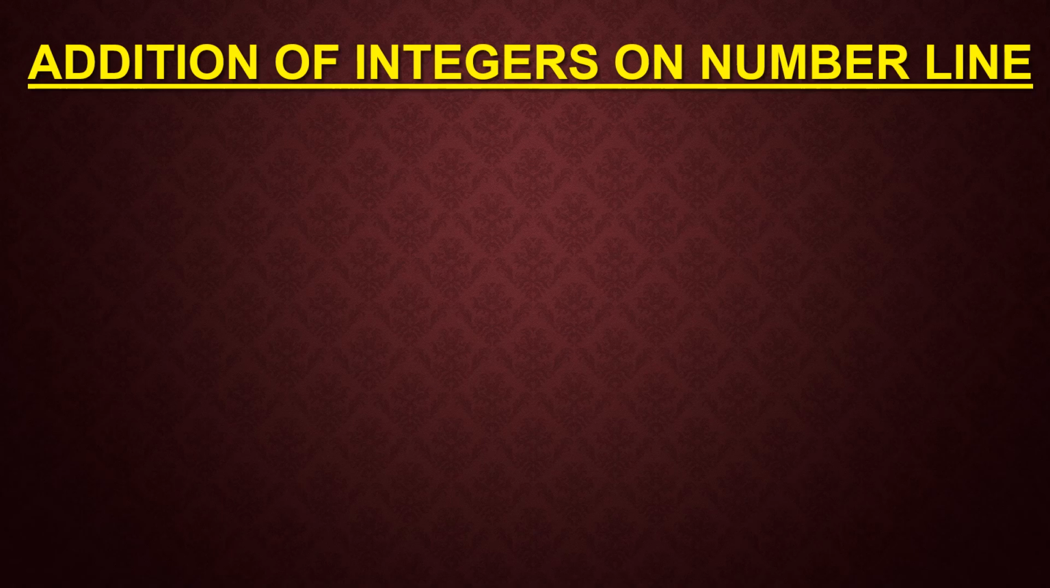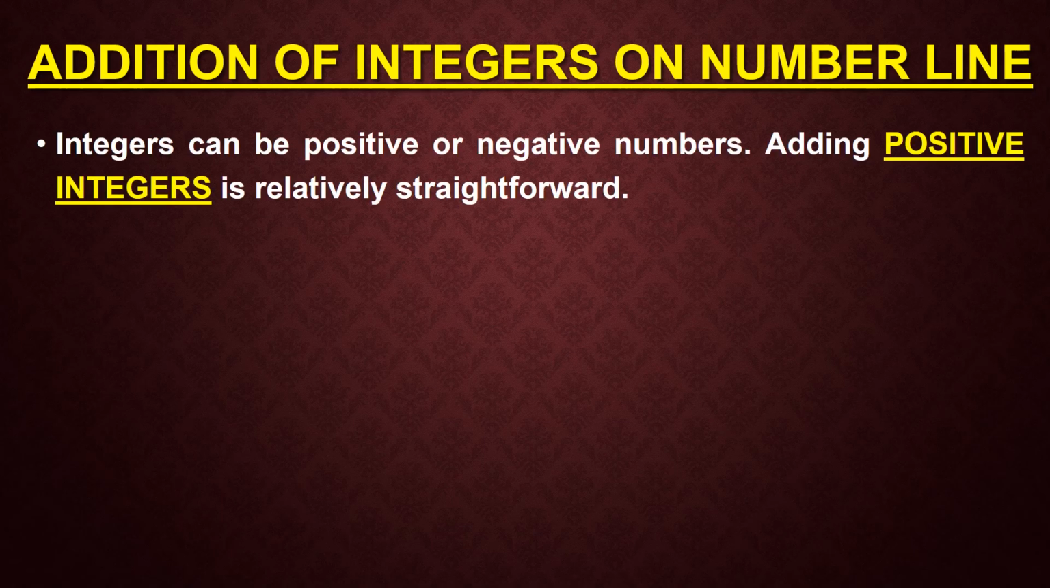Addition of integers on number line. Integers can be positive or negative numbers. Adding positive integers is relatively straightforward. So first we will see addition of positive integers on number line. Let's take one example.